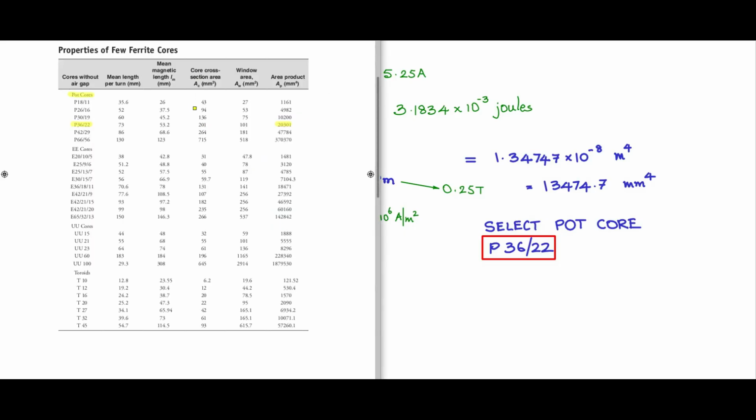We have the core cross-section area of 201 mm square. We have the window area of 101 mm square. And we have the mean magnetic length of 53.2. So let us write that down here.